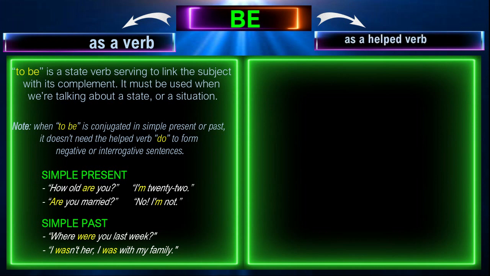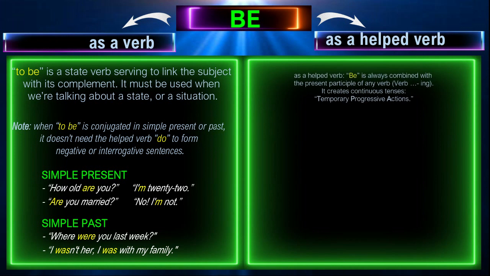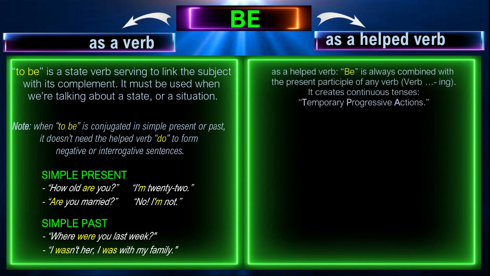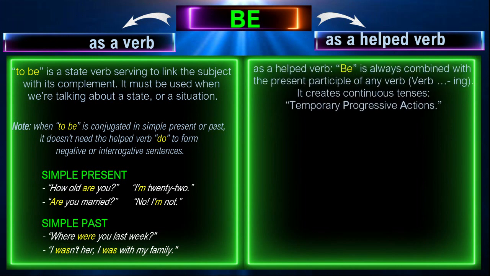As a helped verb, be is always combined with the present participle of any verb, verb ing. It creates continuous tenses, temporary progressive actions.